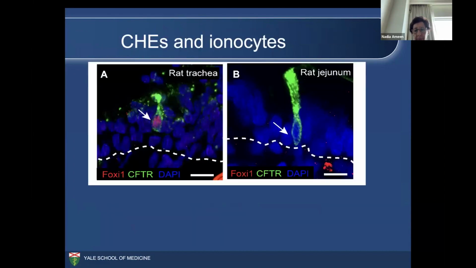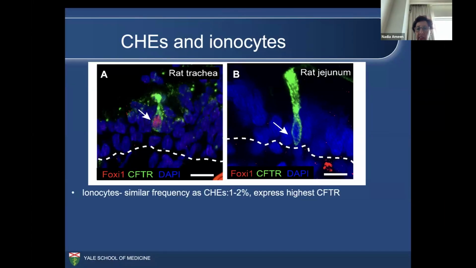So as I said, there are some similarities with ionocytes. We looked to compare ionocytes and Chi cells. As you know, ionocytes have been shown to be regulated by FOXI1. So we stained rat trachea with FOXI1 and CFTR antibodies, and you can see the FOXI1 enriched in the nucleus of an ionocyte here in the trachea, marked by CFTR. But in the rat jejunum, there is absolutely no FOXI1 in the nucleus, nor did we find FOXI1 staining in any other enterocyte in the intestine.